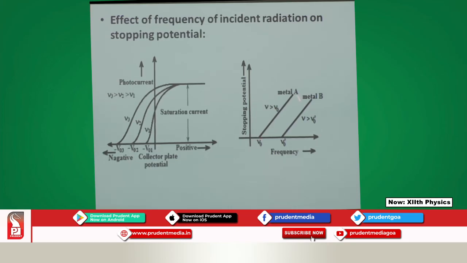This graph is for two different metals, metal A and metal B. You can see that the graph is a straight line having an intercept on the axis, and there you get the threshold frequencies nu 0 for metal A and nu 0 dash for metal B.